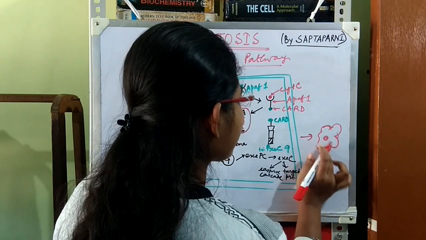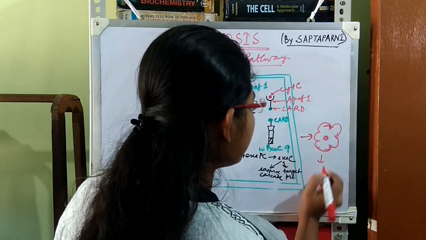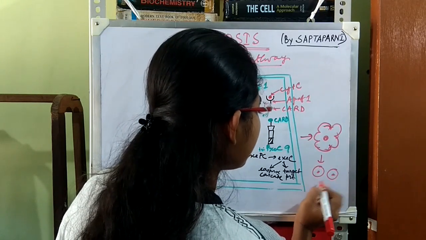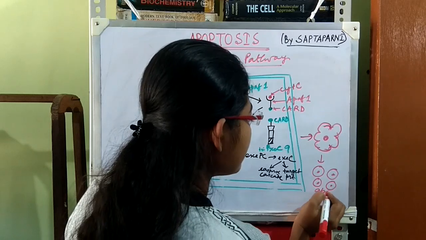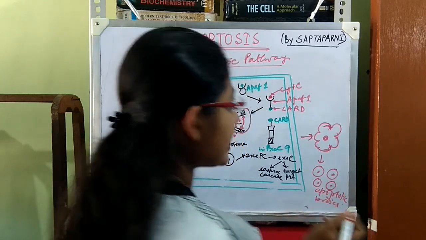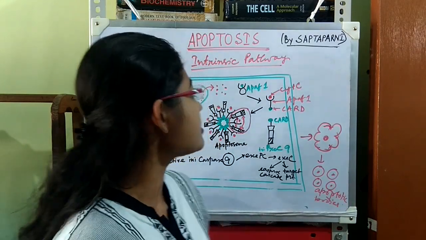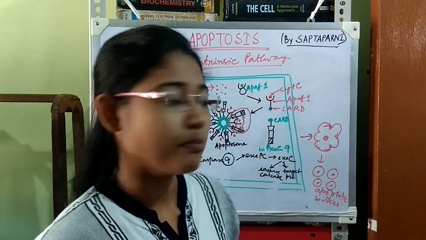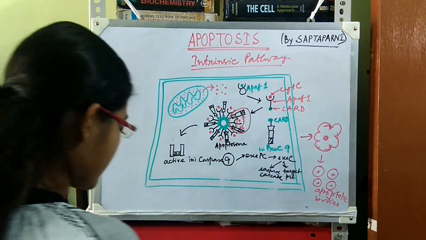The cell will form blebs or bulges, this kind of bulges, and then these bulges will detach from each other and they will be known as apoptotic bodies, and they will be engulfed by the macrophages, and that is how the intrinsic pathway will complete. So this is the intrinsic pathway of apoptosis.